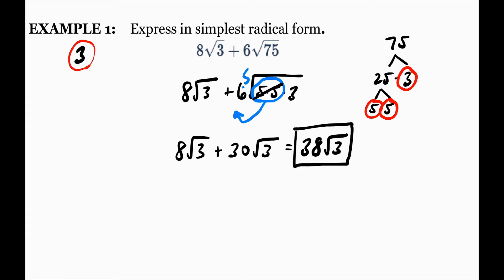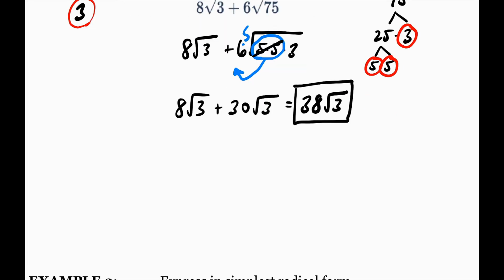Okay? I couldn't do that before because they weren't like terms. But once I simplified them, then I could figure that out. Then I could say, oh yeah, I can add them. Okay? All right, so let's look at the next one, number 2.